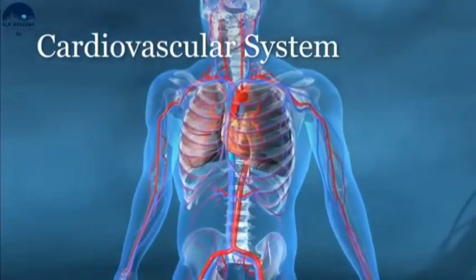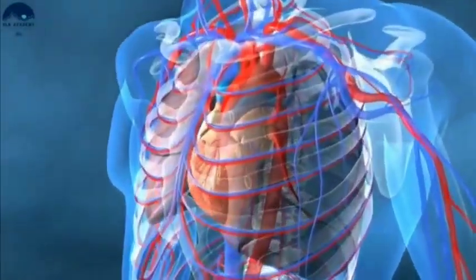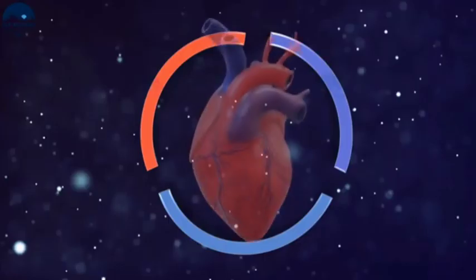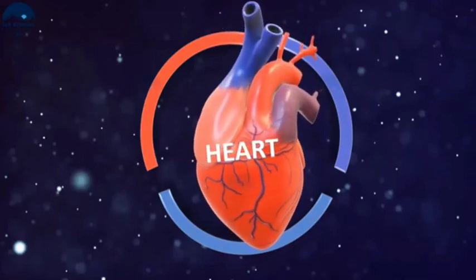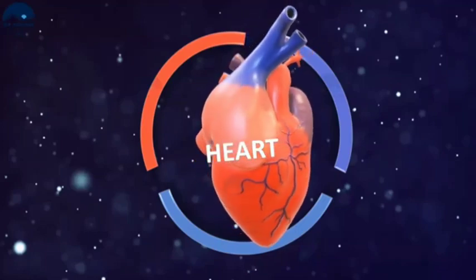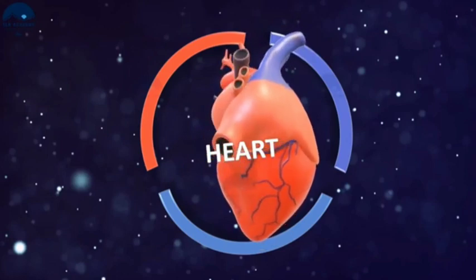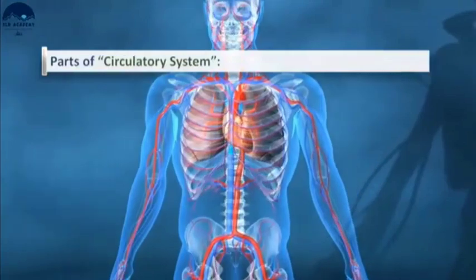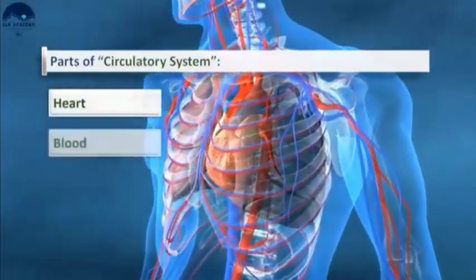The circulatory system is also called as cardiovascular system. The words cardiac and cardio both mean about the heart. So, if something has the prefix cardio or cardiac, it has something to do with the heart. The circulatory system has three main parts. They are heart, blood, and blood vessels.